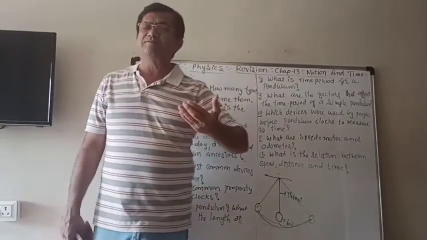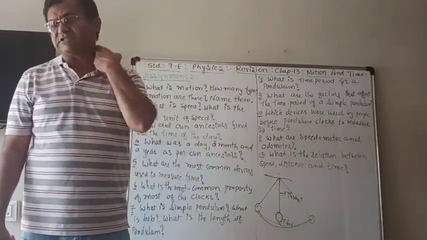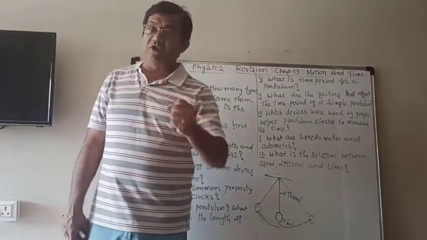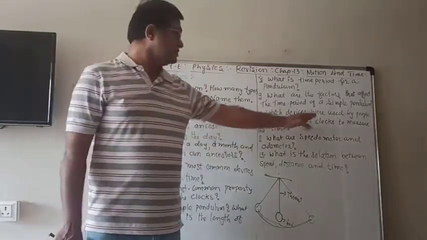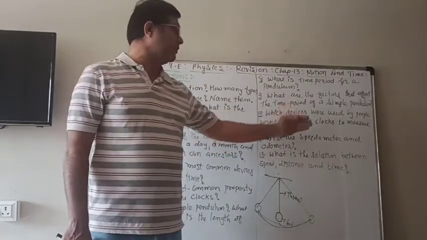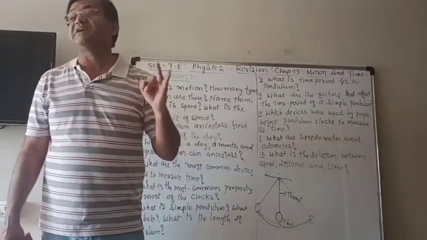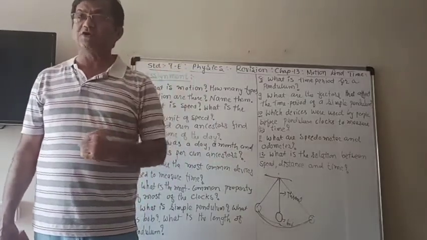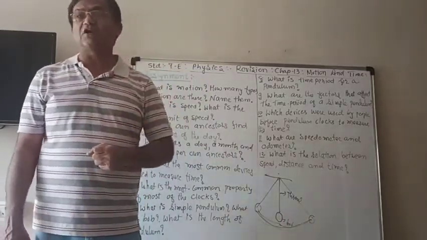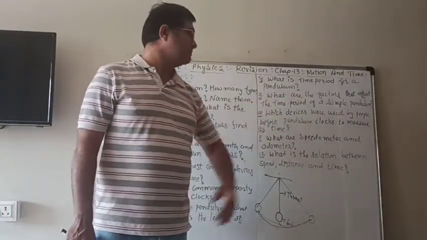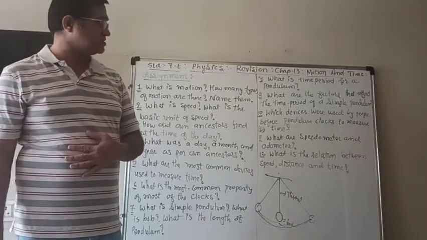Now, before clocks with the pendulum came into existence, how did people watch the time? Which devices were used before pendulum clocks to measure time? They were the sundial, the water clock, the sand clock, etc. They used those devices before the simple pendulum came into existence.